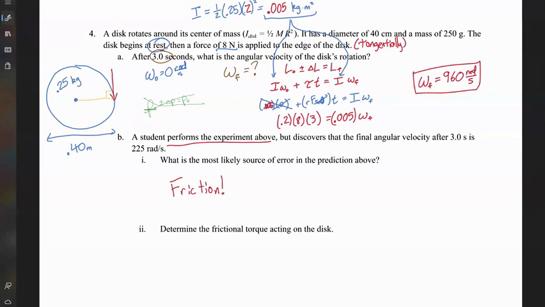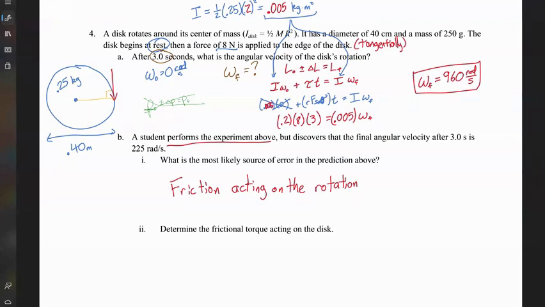Friction. So in some way, shape, or form, there is friction acting on the rotation, whether that's the disc sliding against something, or the axle of the disc as it's moving around. Because it has to spin around something. It can't just spin around nothing. So there's something that has to be held in place while the disc is not. So moving versus not moving, there will be friction somewhere. That's the most likely source of error that I would say.